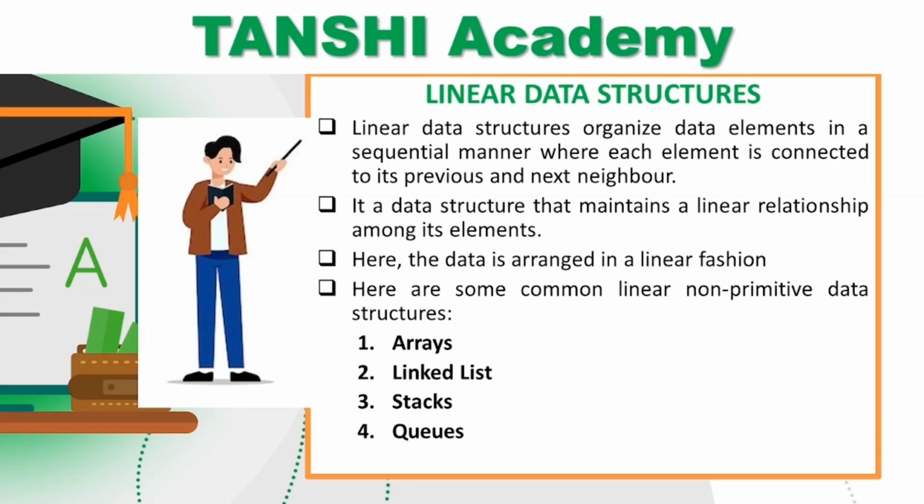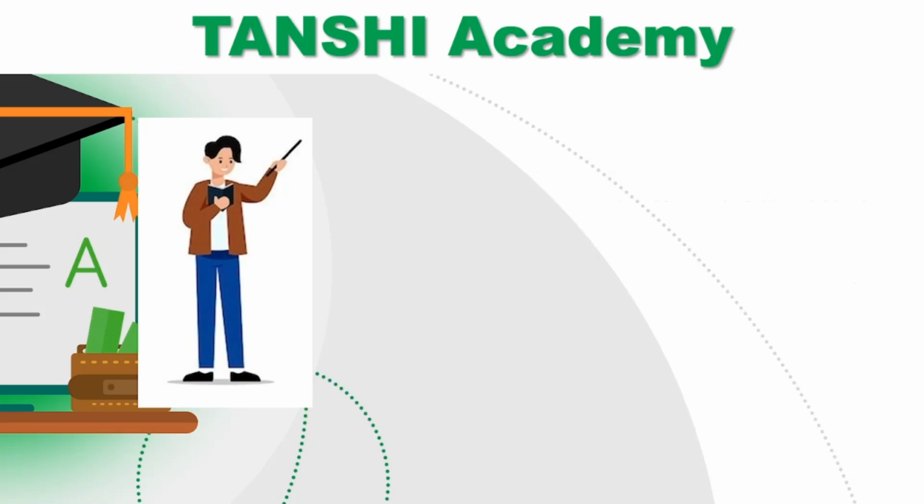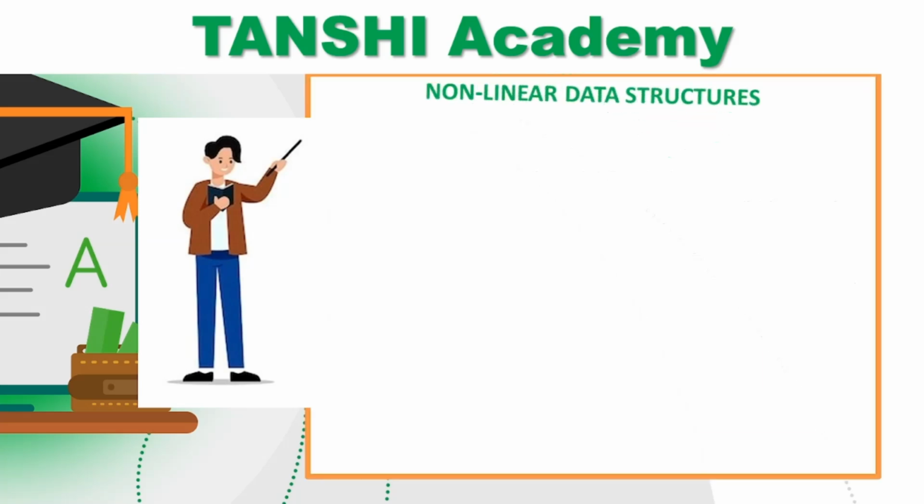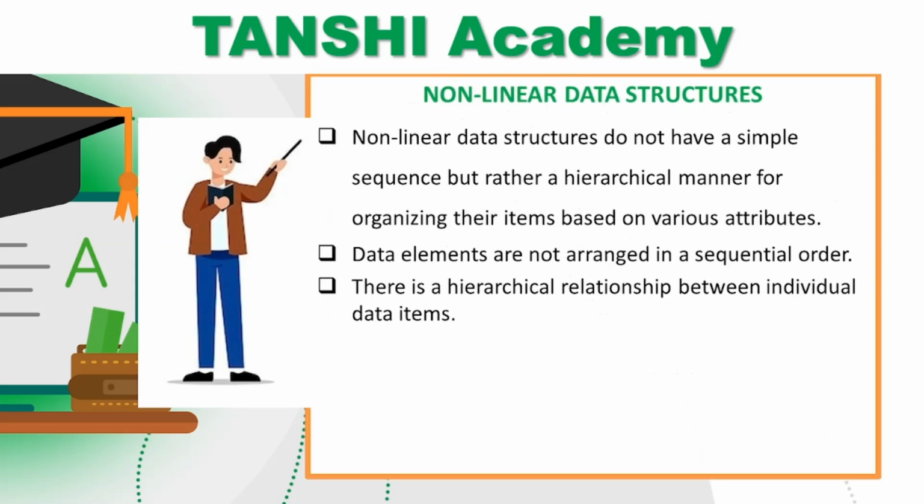What are some common examples of non-primitive data structures that are linear? We have arrays, we have linked lists, we have stacks, and we have queues. Okay, now we proceed. Non-linear data structures.